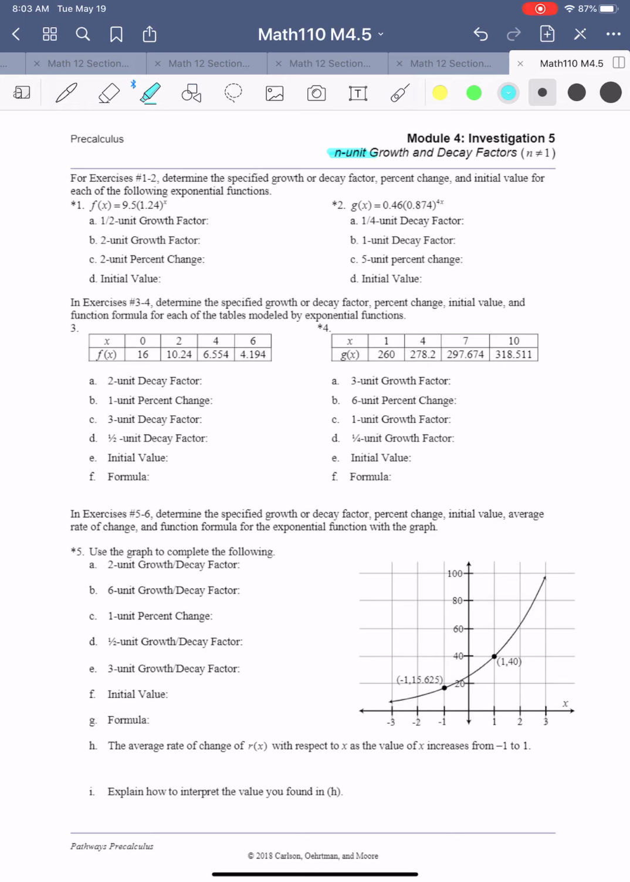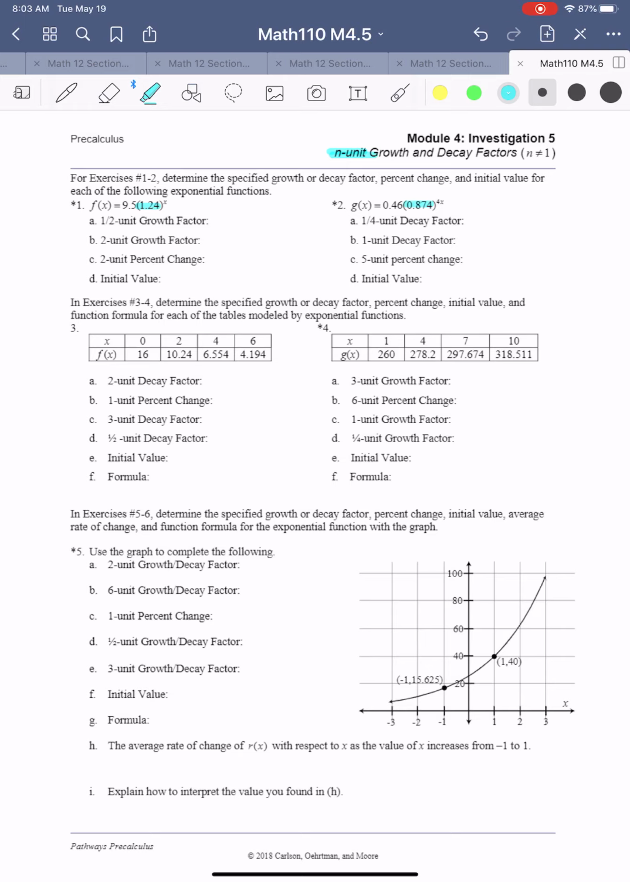So for exercises 1 through 2, determine the specific growth or decay factor, percent change, and initial value for each of the following exponential functions. So number one. This is a growth function because you need to check the number inside. 1.24 is greater than 1, that's a growth factor, and the number in 2, which is 0.874, is less than 1, that's a decay factor. Okay, so that's how you recognize the factor.